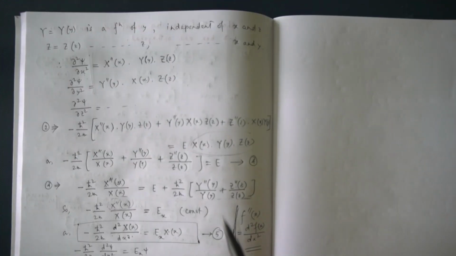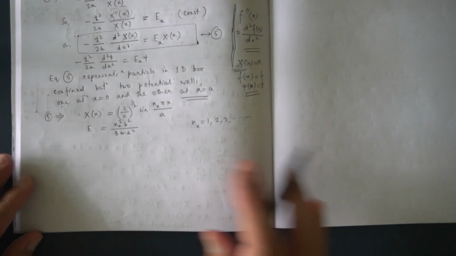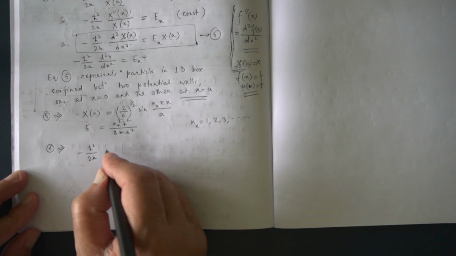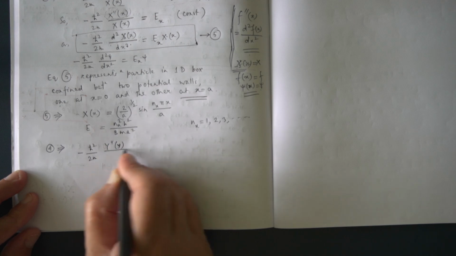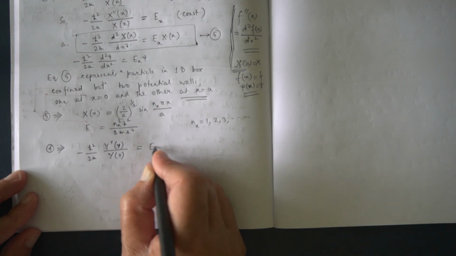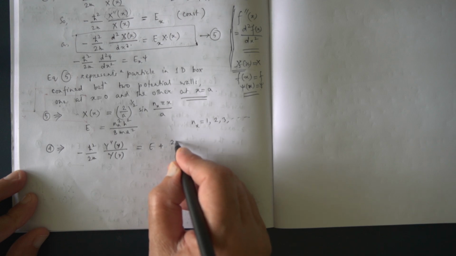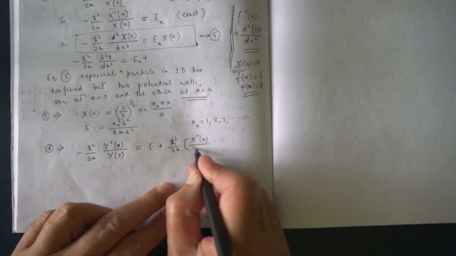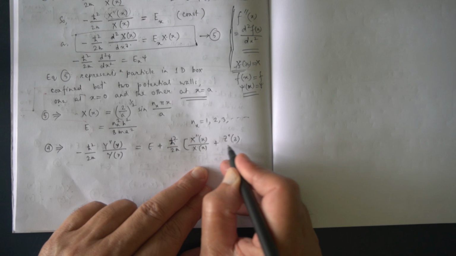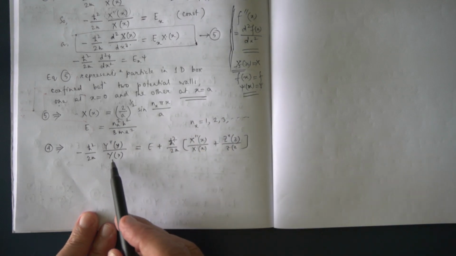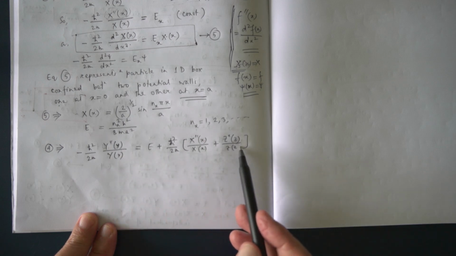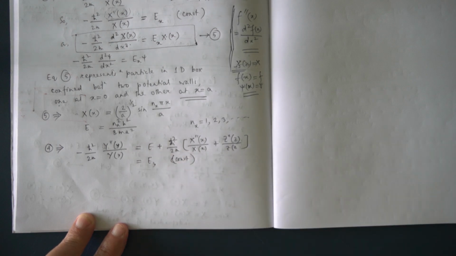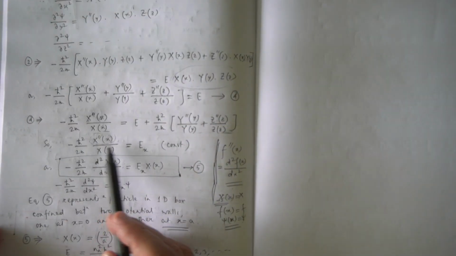Similarly, from 4 we can write this: minus h bar square by 2m, y double dash by y, equals E plus h bar square by 2m, x double dash by x, plus z double dash by z. Again we are differentiating with respect to y, so this is constant. So again we can write it as Ey, a constant, as before.